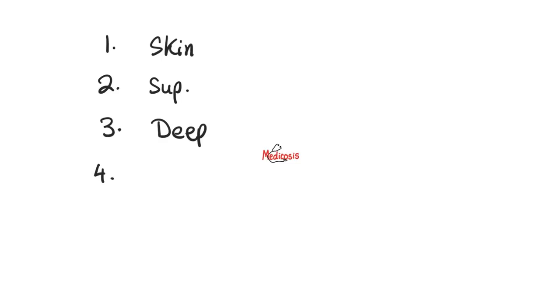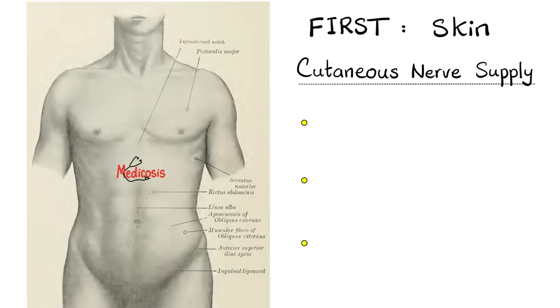Now first we'll talk about the skin of the pectoral region, then we'll talk about the superficial fascia of the pectoral region, then the deep fascia of the pectoral region, then we'll talk about the three muscles of the pectoral region, which are pectoralis major, pectoralis minor, and subclavius muscle. Then we'll talk about nerve supply and blood supply of the pectoral region. So let's go. First, the skin.